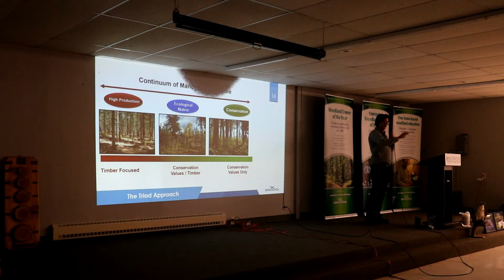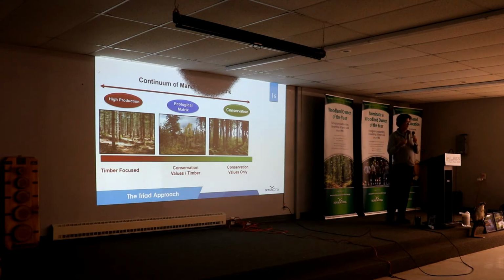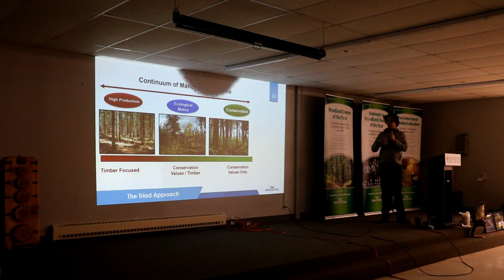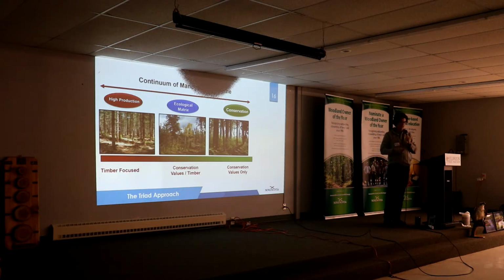On the other end of the spectrum, a zone of high production forestry, which is about intensive silviculture and more of a timber focus first. And then, of course, the much larger ecological matrix. An ecological matrix is where the ecological forestry is happening on the ground, and this is what I'm going to focus on today, and the tools that are our hands in doing so.